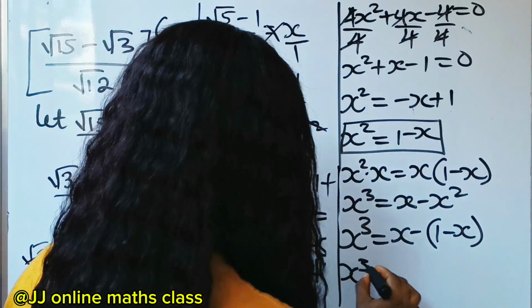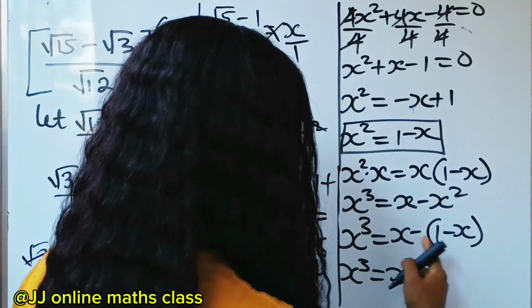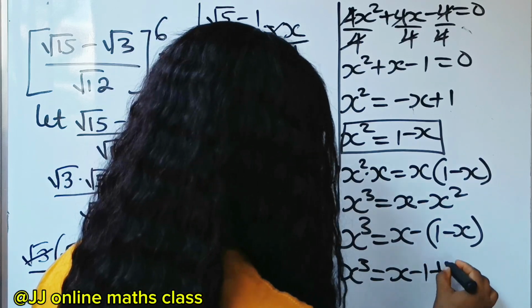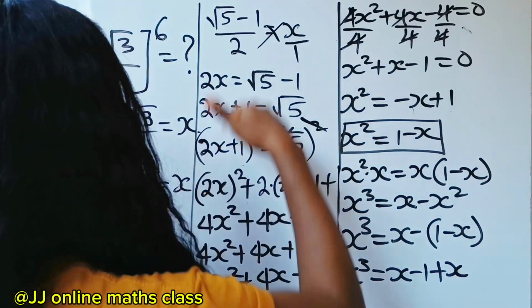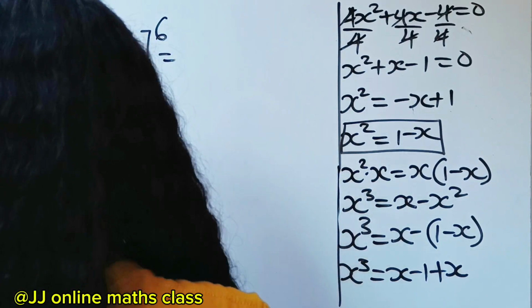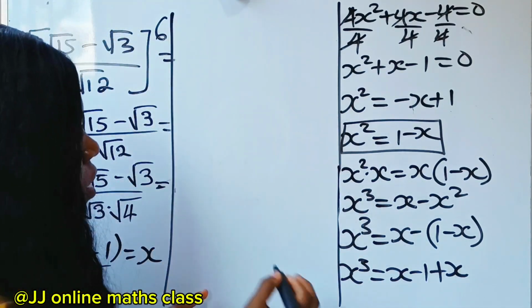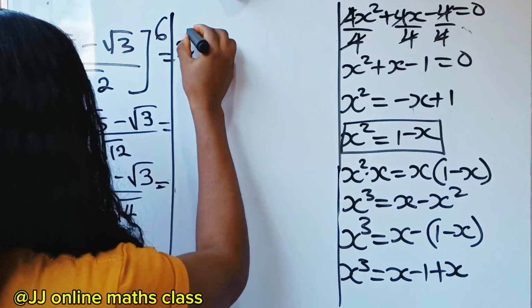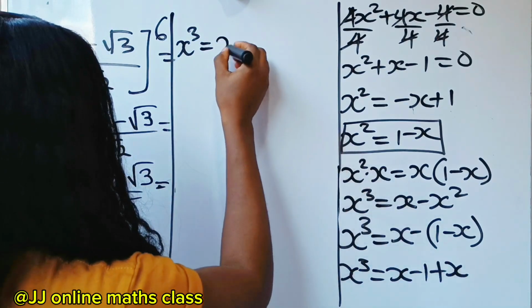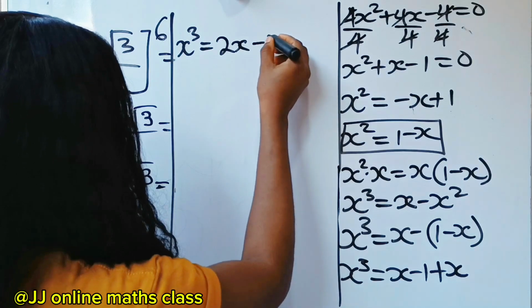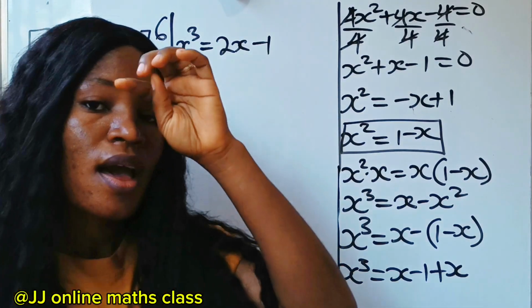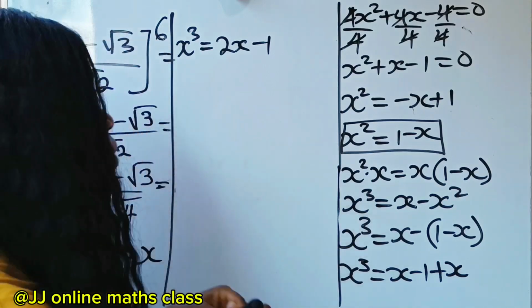So we have x to the power of 3 is equal to x, minus times 1 will give us minus 1, minus times minus x will give us plus x. Okay, permit me to clean this side of the board. Now we have x to the power of 3 is equal to x plus x will give us 2x minus 1. Now recall what I said. Let's square this to get to x to the power of 6, okay?